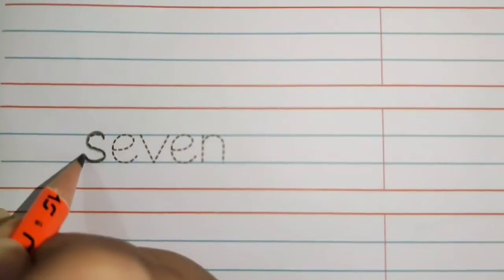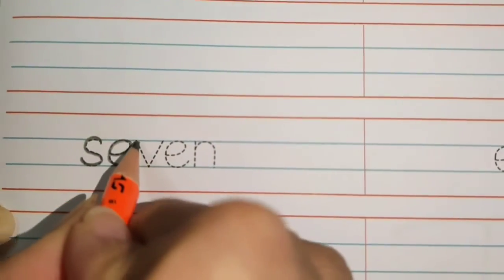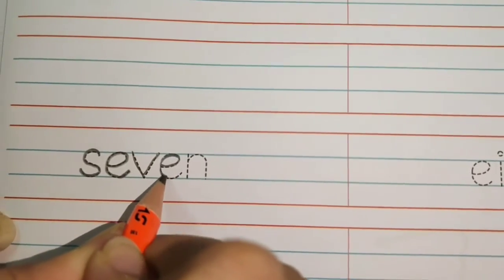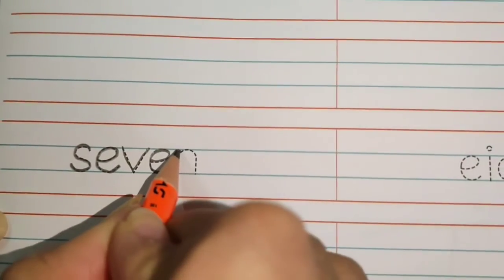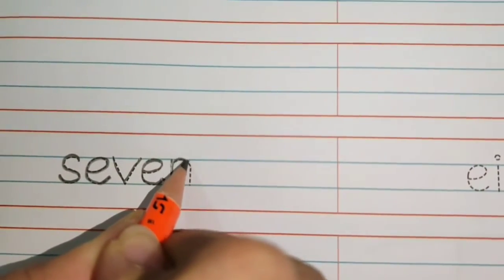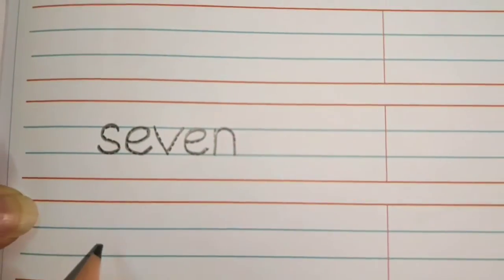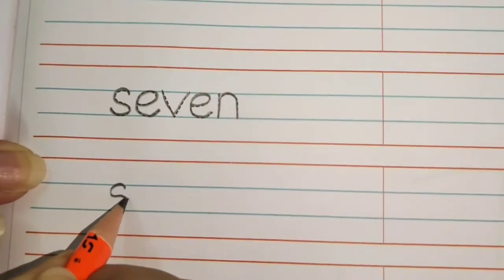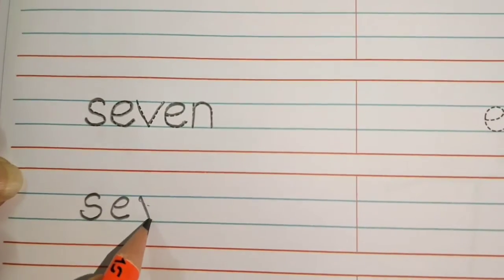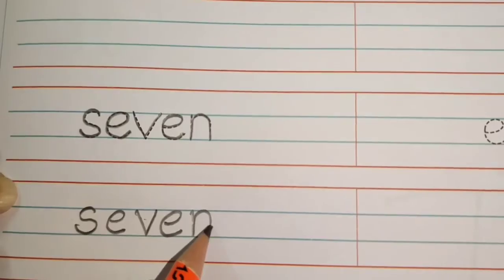S E V E N. Standing line, blue line to blue line, go up, touch the first blue line and come down, touch the second blue line. N. Once more. S E V E N. 7.